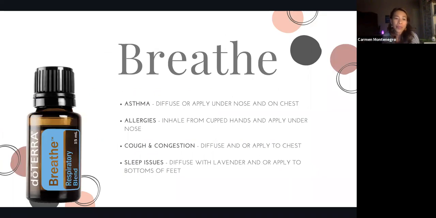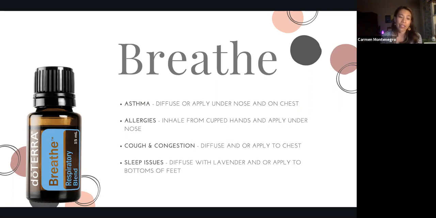So Breathe is also one of the blend oils that ranks in the top 10 oils in doTERRA. So Breathe is a blend of mint. There's also cardamom. It's really good for respiratory health. So good for asthma. You can diffuse it. Also good for allergies. You can cup it in your hand and inhale it, and then congestion, sleep issues, and also snoring. So some people use this one at nighttime in the diffuser beside the bed for snoring.